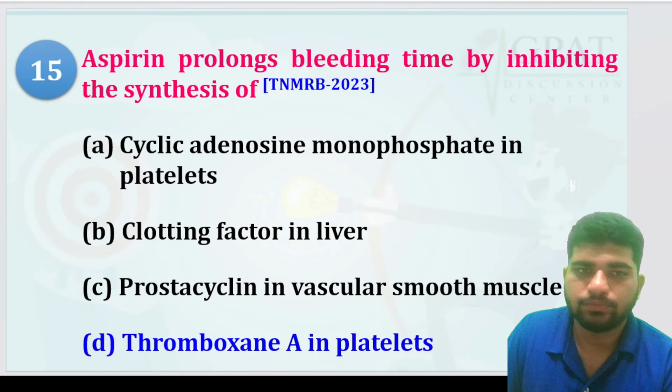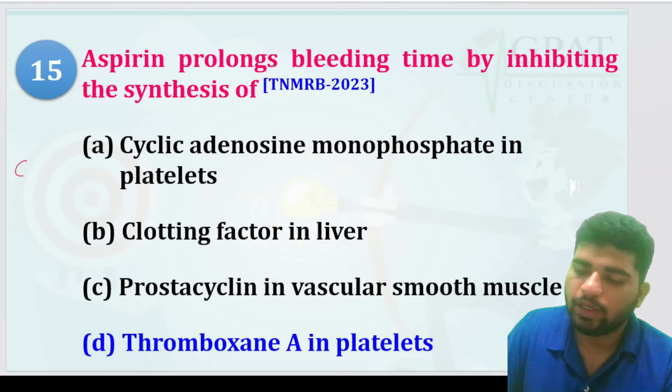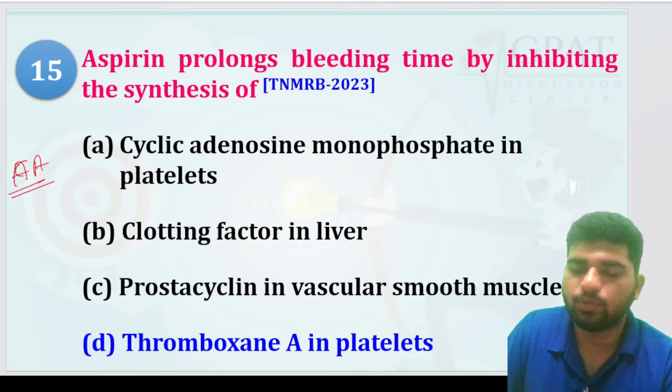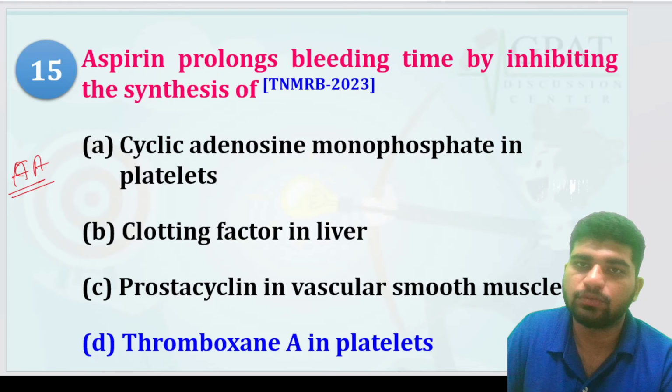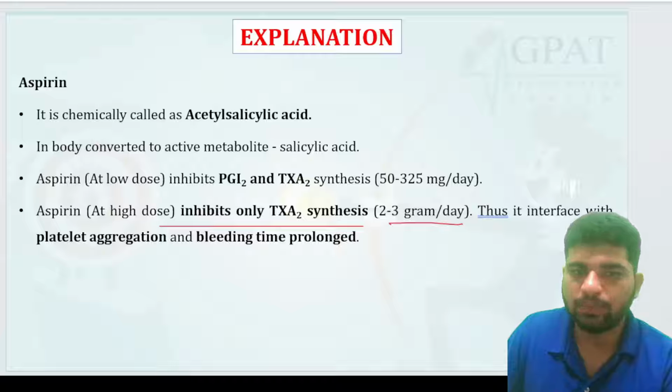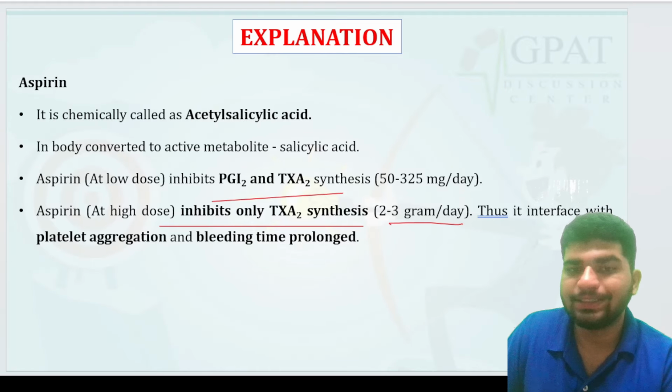Generally thromboxane A2 is formed through the arachidonic acid pathway, the COX and LOX pathway. Thromboxane is generally produced from the COX pathway. At high doses, aspirin inhibits only TXA2 synthesis, 2 to 3 gram per day. Aspirin at low doses inhibits PGI2 as well as TXA2. PGI2 is the prostacyclin.